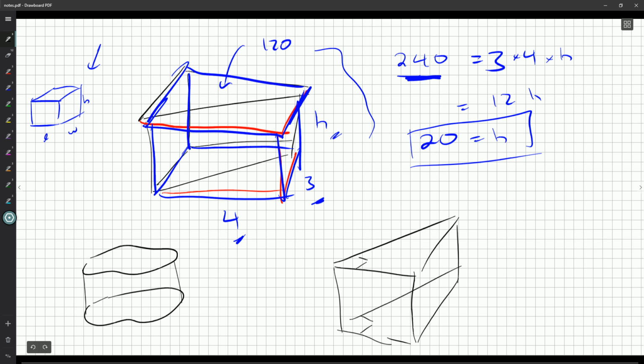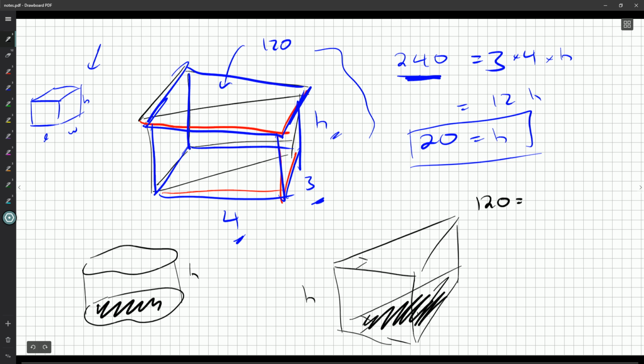So here we have a triangular prism. How do those work? How do you find volume? Volume is always area of the base times height. So I want to know the height here. I know the volume is 120, and this needs to be the area of the base.